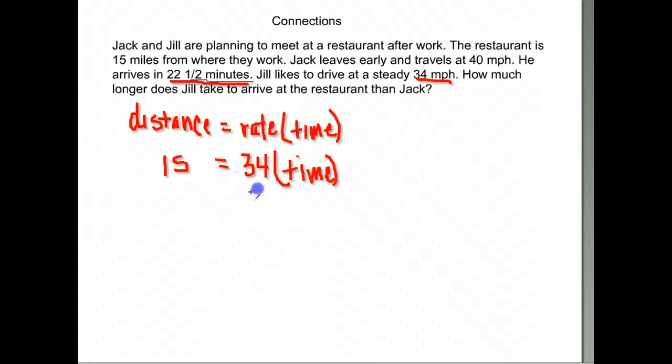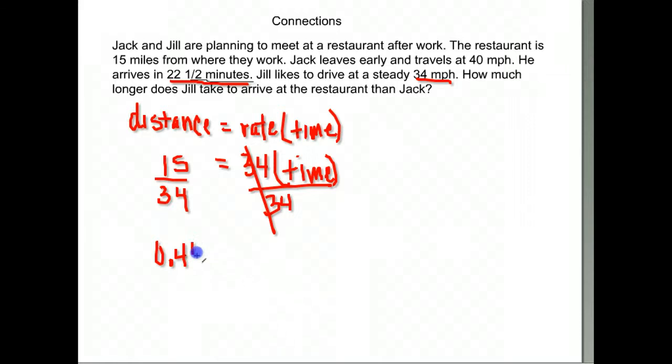We have it times 34. So to solve, we do the opposite and divide by 34 to clear it from this side, and we do the same on the other. So we're taking 15 divided by 34, and I get a decimal. I get 0.441176. I'm just going to leave the number in my calculator. But that's her amount of time that she's traveling.